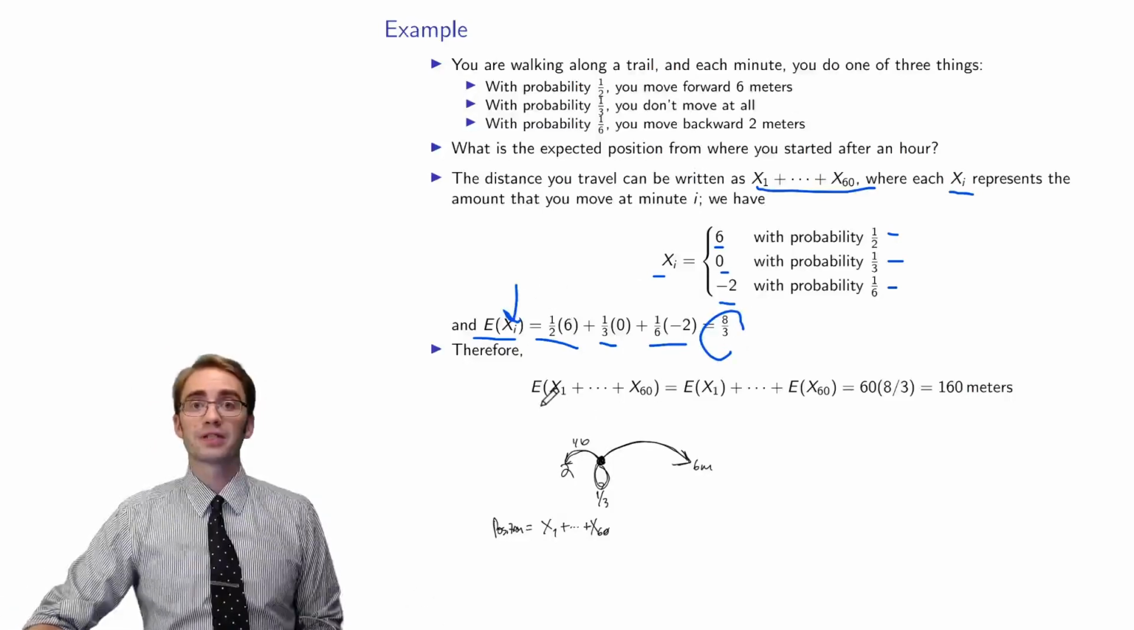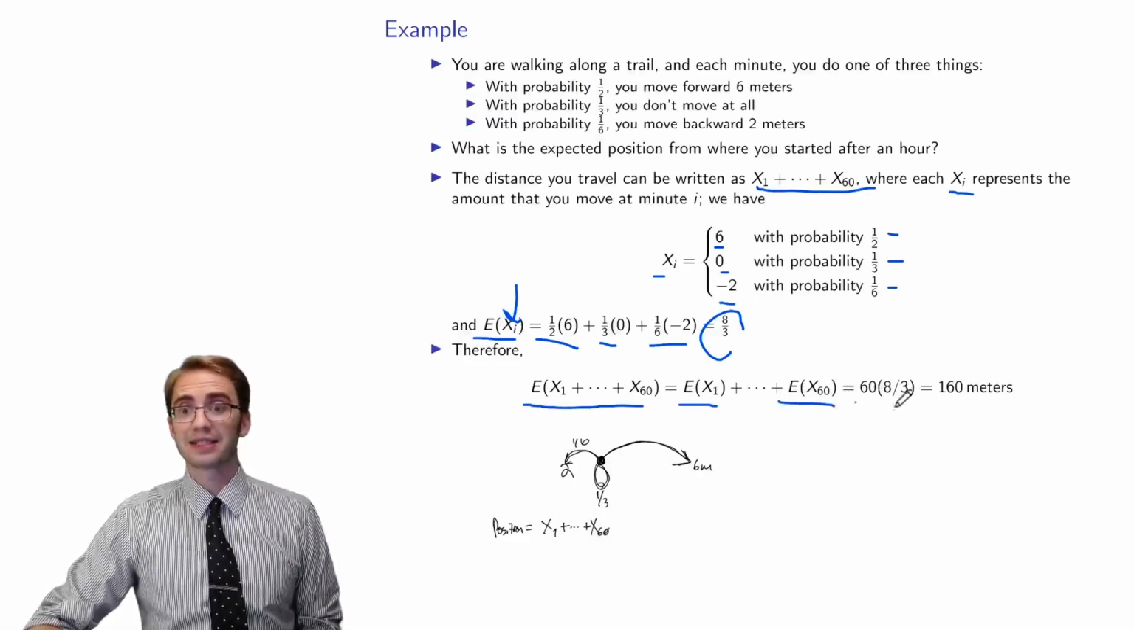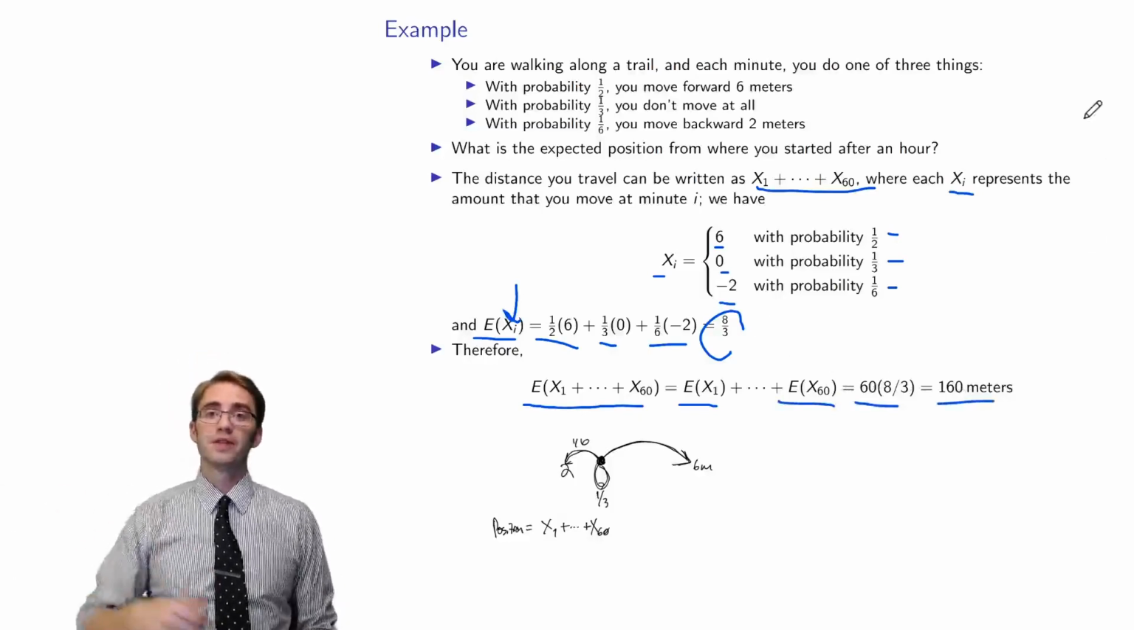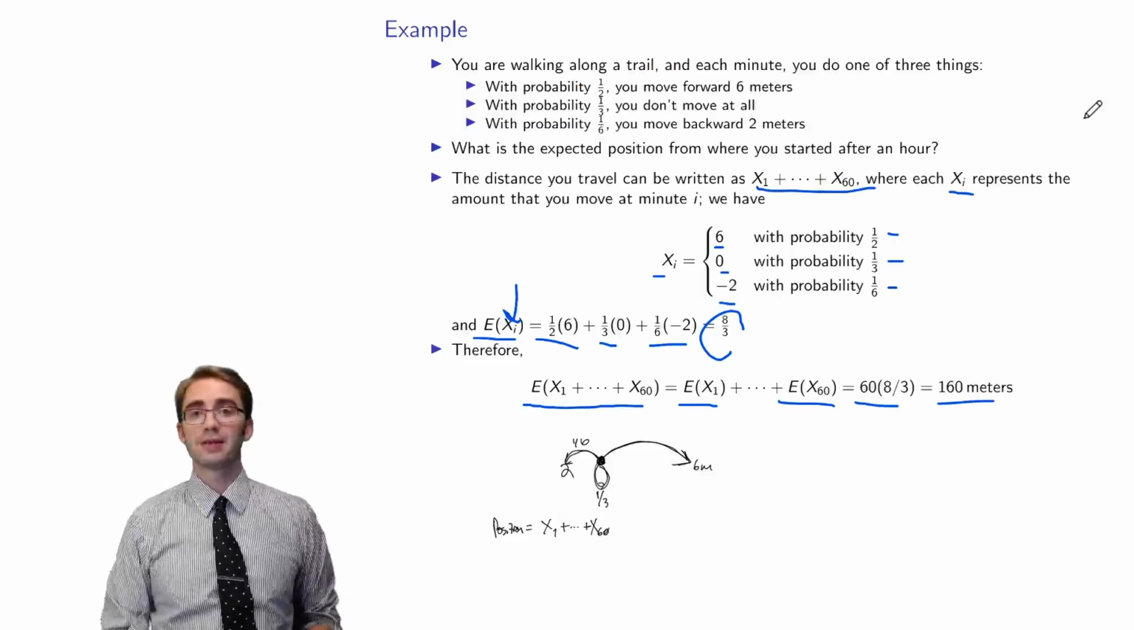And so therefore, what is my expected position? Well, the expected value of x1 summed through x60 is just the expected value of x1 summed through the expected value of x60. That's just 60 times 8/3, which is 160 meters. So your expected position is 160 meters to the right.